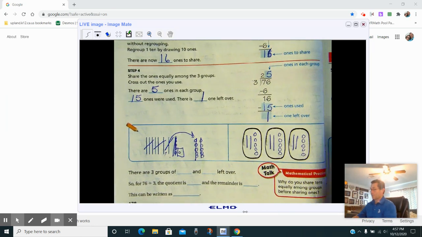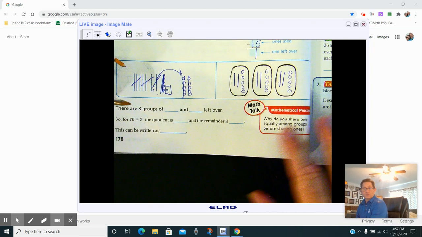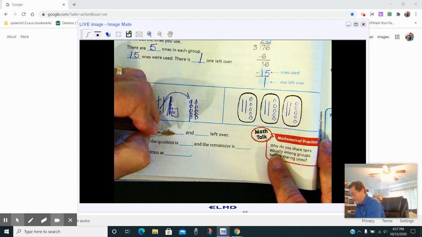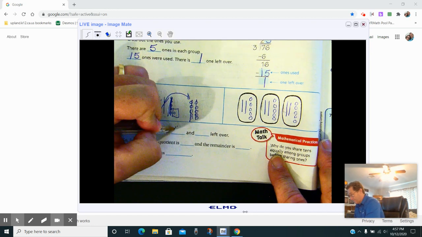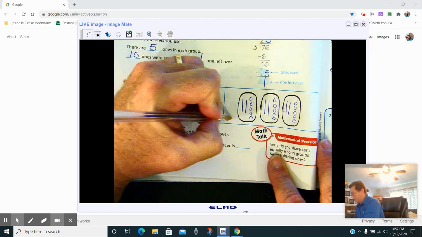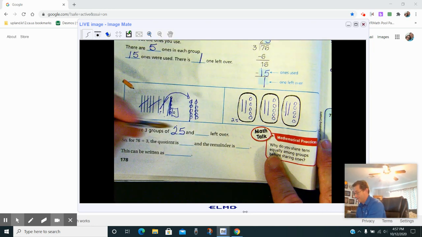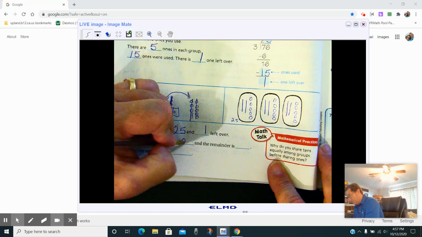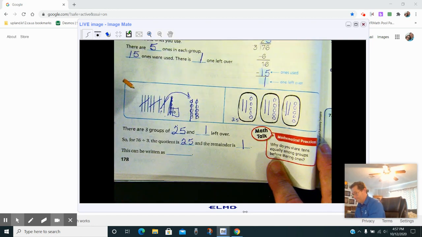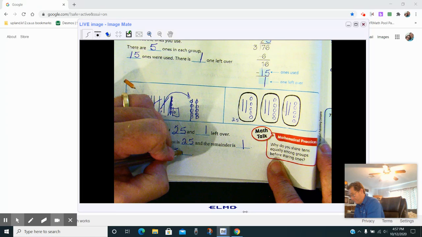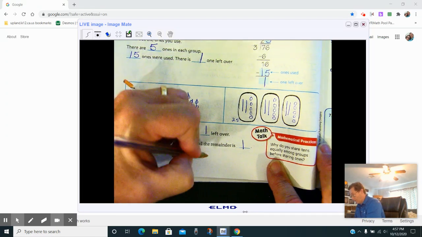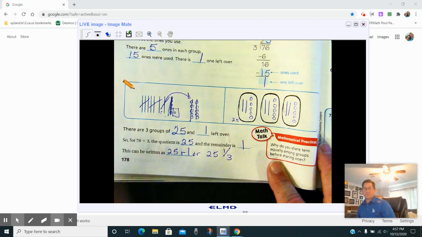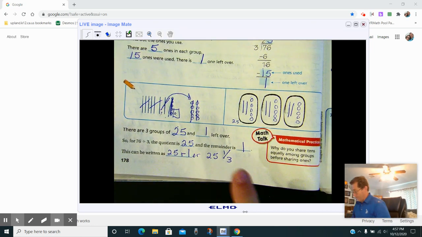So what's our drawing show us? Our drawing shows us that we have 3 groups of 25. Okay, each group is 2 10s and 5 1s, so 25, and there's 1 left over. So 76 divided by 3, the quotient's 25, and the remainder is 1, which can be written as 25 remainder 1, or 25 and 1 third. Okay, remember remainder over divisor. Okay, so let's move on.